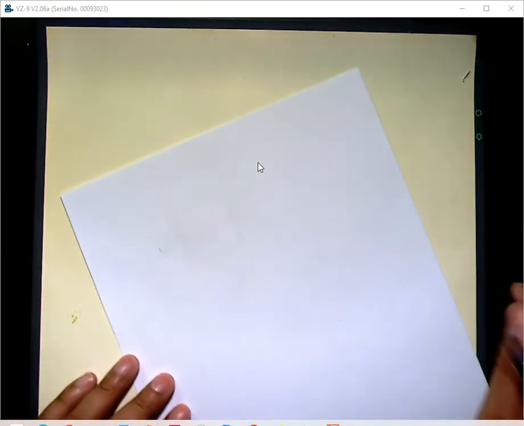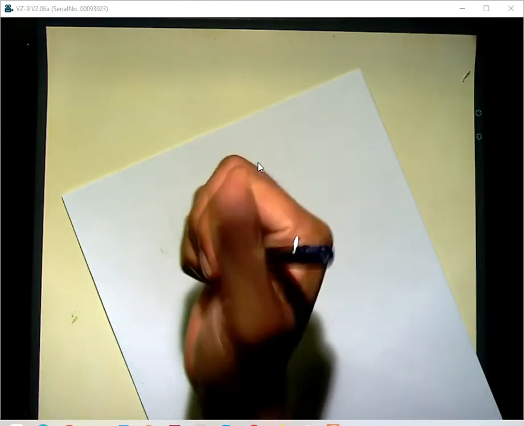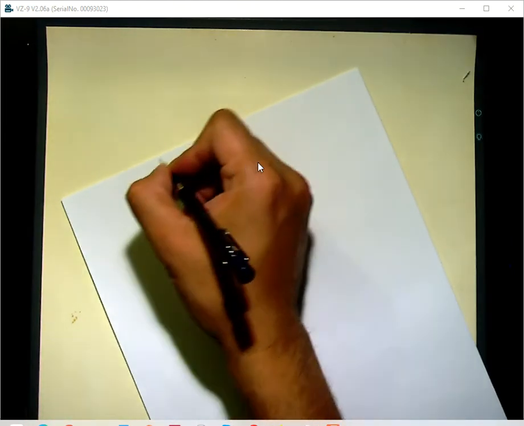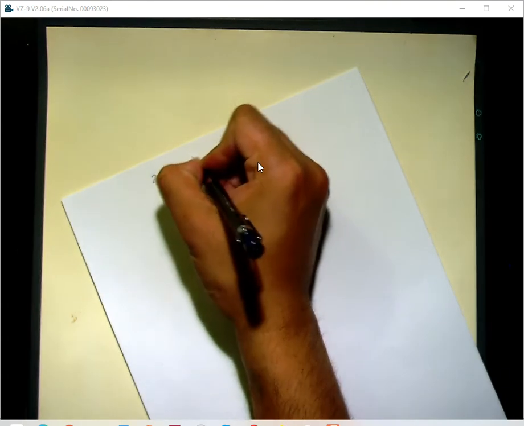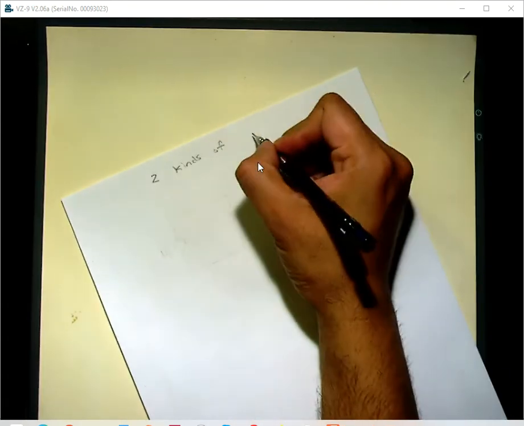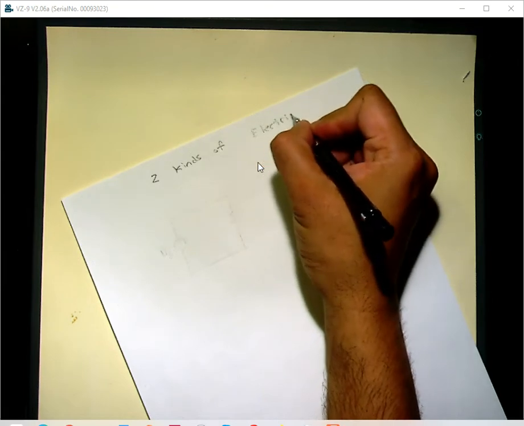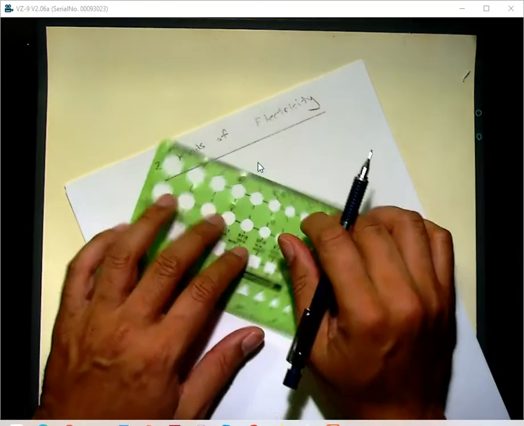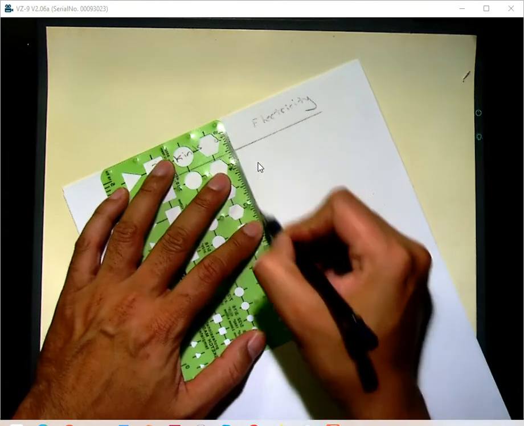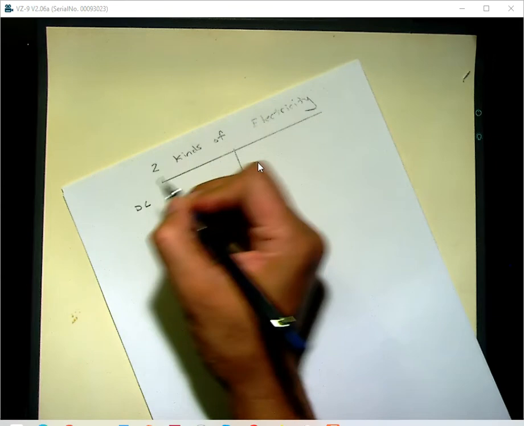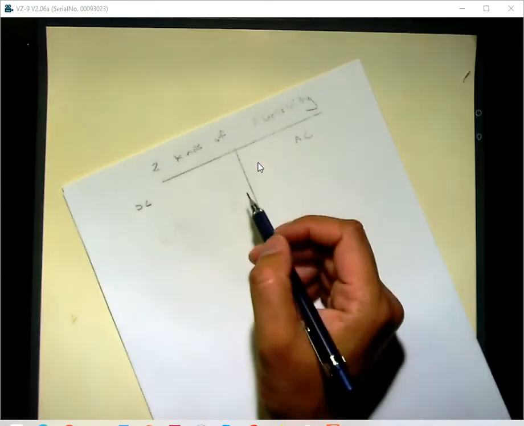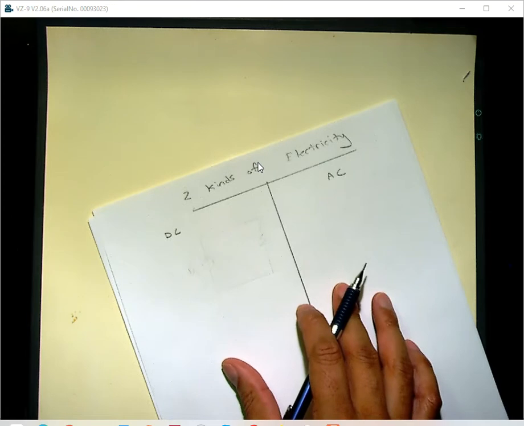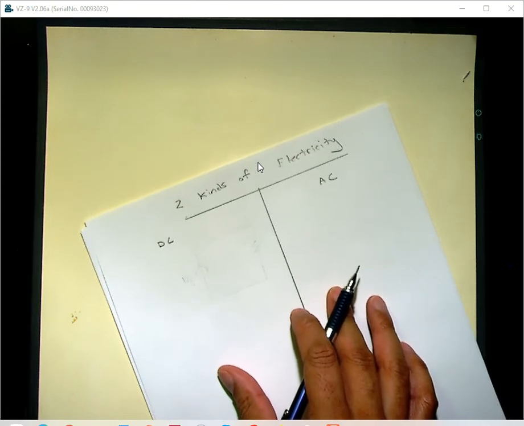Okay, so let's talk about two kinds of electricity. The two kinds of voltage source or electricity we're looking at are DC and AC. And I'm sure you've heard what DC and AC are several times in your life. But now we're going to really understand what DC and AC mean.